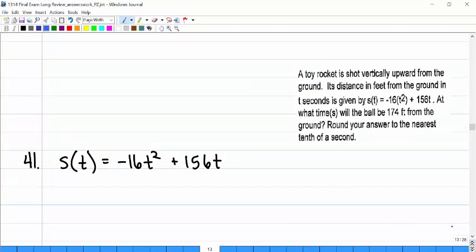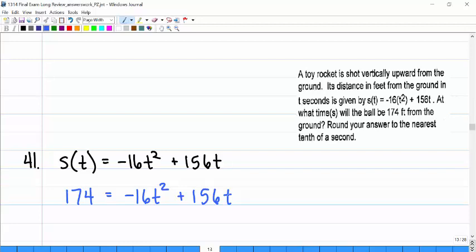Number 41 says a toy rocket is shot vertically upward from the ground. Its distance in feet from the ground in t seconds is given by s of t equals negative 16t squared plus 156t. At what time will the ball be 174 feet from the ground? So remember that this gives you the height, the distance from the ground. And it wants to know when will it be 174 feet from the ground? So I set 174 equal to negative 16t squared plus 156t, and I want to solve for t.